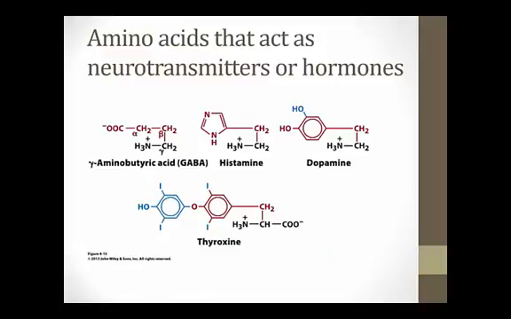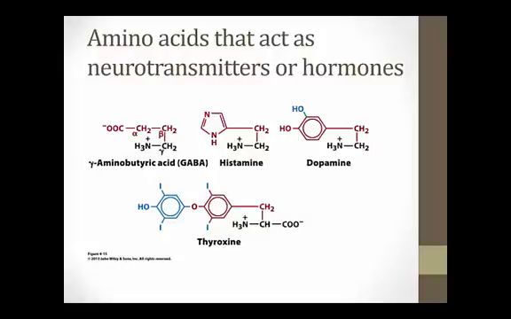In a few cases, amino acids themselves can also serve as neurotransmitters or hormones. Often, these are intermediates of amino acid metabolism, and we will revisit these specialized molecules later on in the term. So this is all I have for you for this lecture. It's a relatively short lecture.